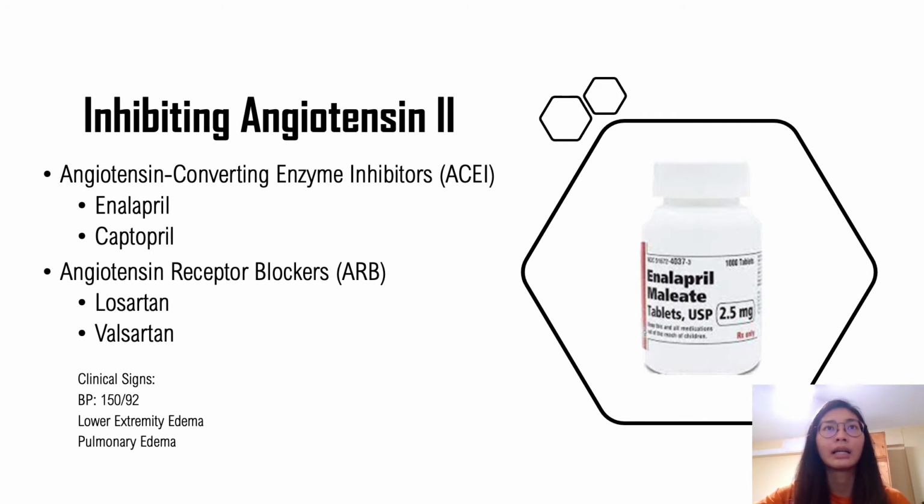Another angiotensin II receptor antagonist is the angiotensin receptor blocker, which is the ARB. The examples are losartan and valsartan. The ARB blocks the angiotensin II receptor angiotensin 1, preventing the deleterious effects of angiotensin II on ventricular remodeling. It's an alternative in patients who are unable to tolerate ACE inhibitor due to cough or angioedema. So the clinical signs for these patients are the BP 150/92, lower extremity edema, and pulmonary edema.